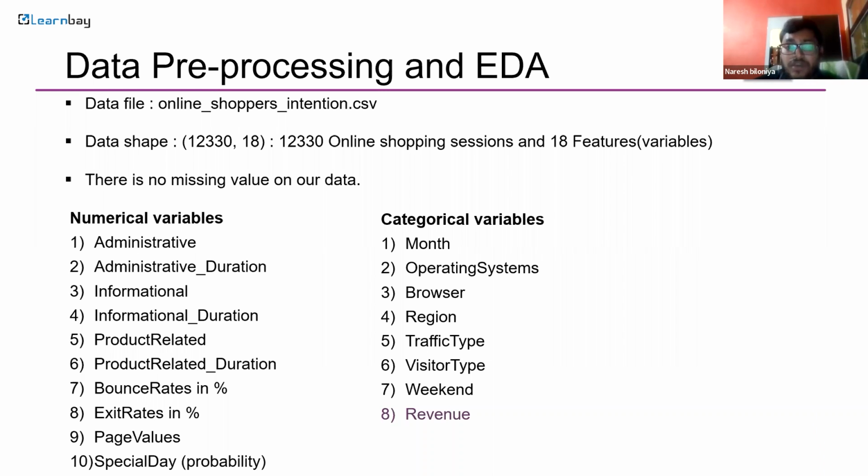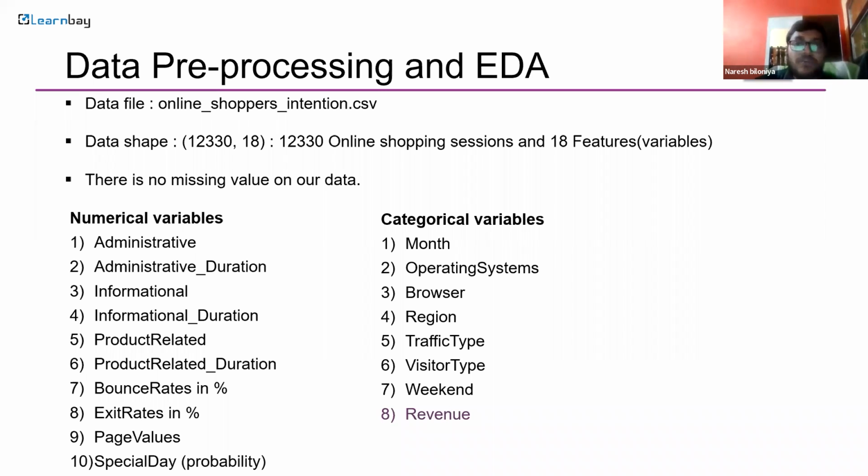In categorical variables, we have month. We have only 10 months of data, so only 10 types of months. And operating system, browser, region, traffic type, meaning how the user came to know about the website. And visitor type means is it an old visitor or a new visitor, like that. And weekend, if it's a weekend then it's true, otherwise it's false. And revenue, if the user generated revenue then it will be true, otherwise it's false.